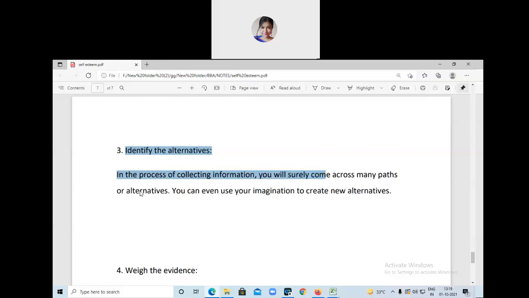Now the third step is to identify all the alternatives and list each and every alternative. You can also ask yourself, evaluate yourself, observe yourself, think, and then figure out the alternatives. While collecting the information, you will come across many alternatives, and after that you have to just list all the alternatives.